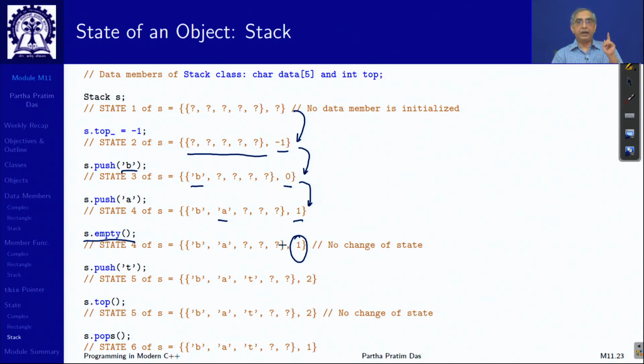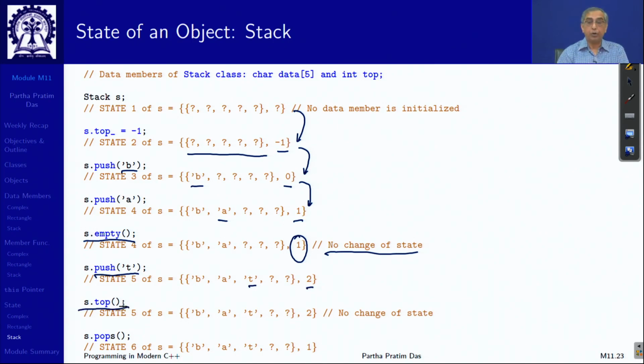It has to be kept in mind, and this notion we will use very frequently, that whenever we use a member function, we are not necessarily changing the state. Some member functions will change the state, some member functions will not change the state. They will just maybe do some checks, tests, maybe prints and so on, but they do not change the state. So there is no change of state with empty here. Then again we push, so T, and we get these changes. So it is in a new state.